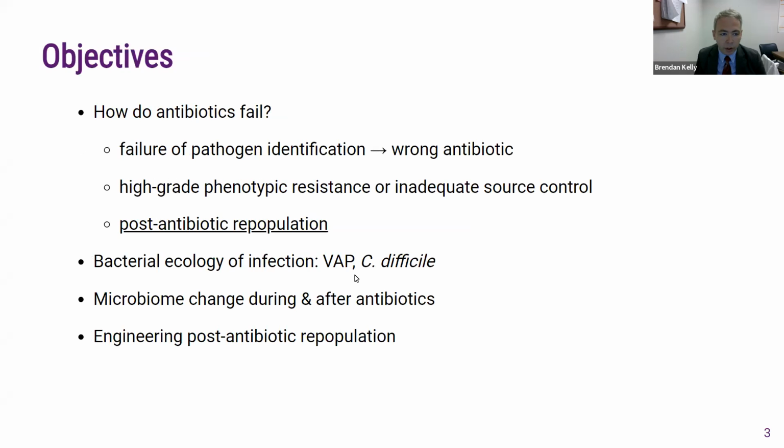So again, I want to focus on this concept of antibiotic failure. And I think this is something that we as infectious disease physicians think about every single day. In fact, this is a huge part of our job. Typically we think about failures of pathogen identification, that is when we're choosing the wrong antibiotic or someone else has chosen the wrong antibiotic. And we worry about high-grade phenotypic resistance when we don't have full culture susceptibility data back. I spend much of my time on the general ID consultation service worried about inadequate source control. I suspect many on this call do as well.